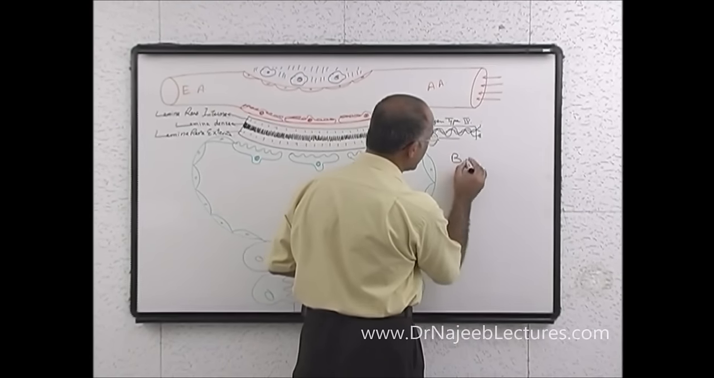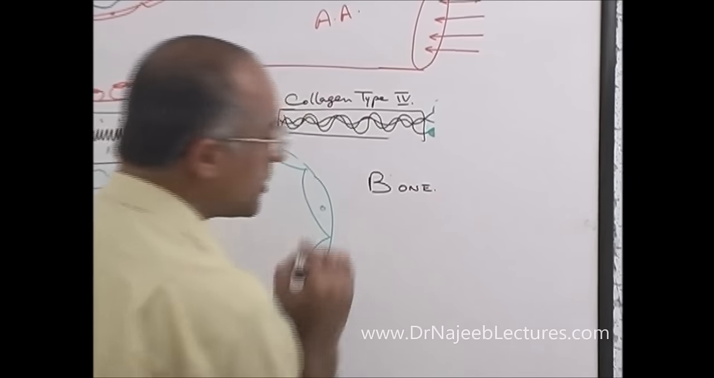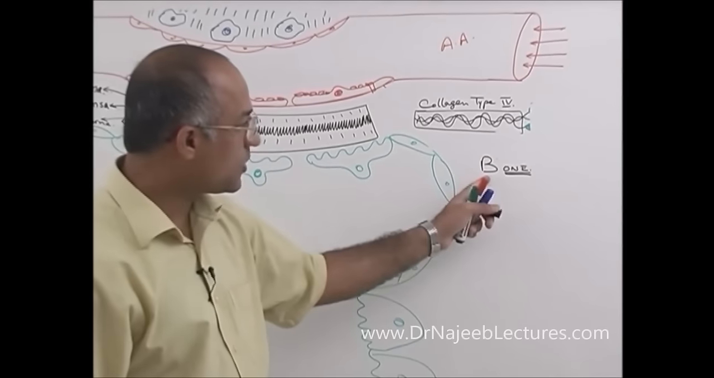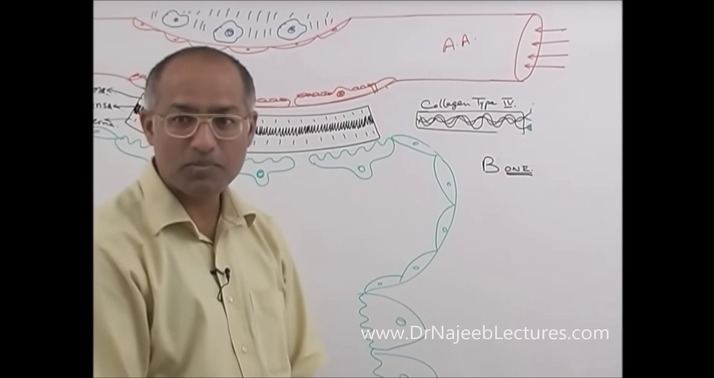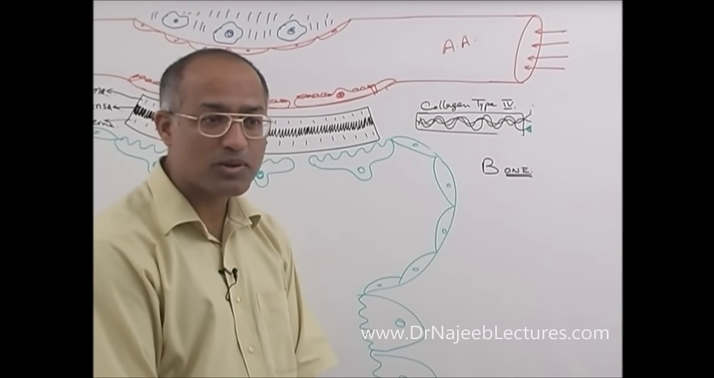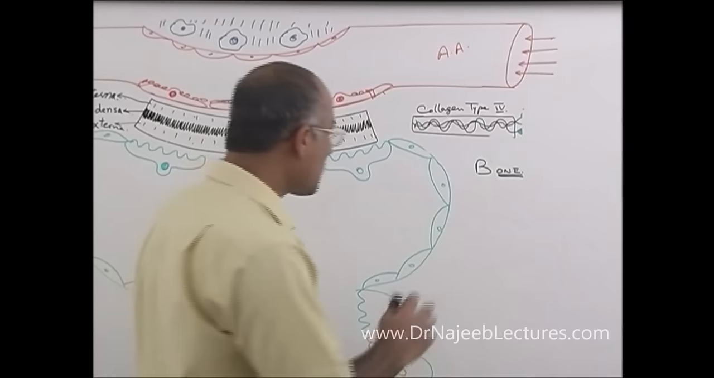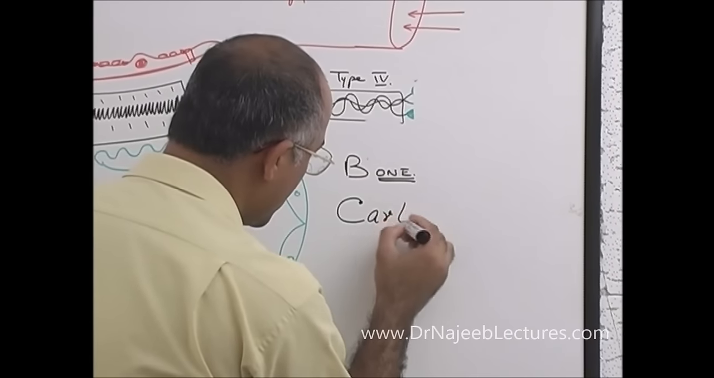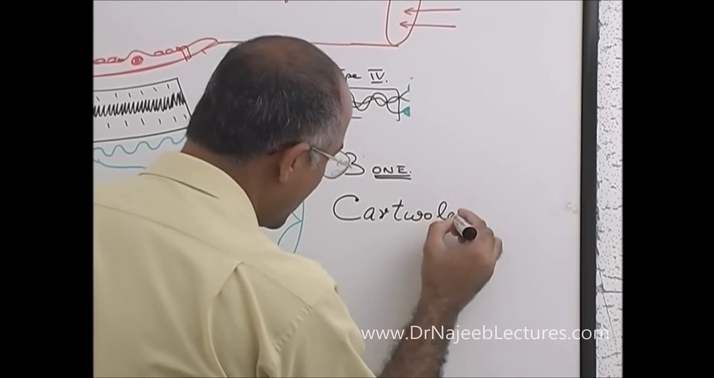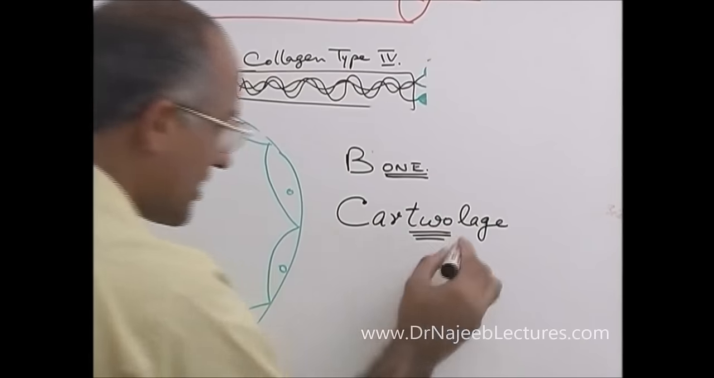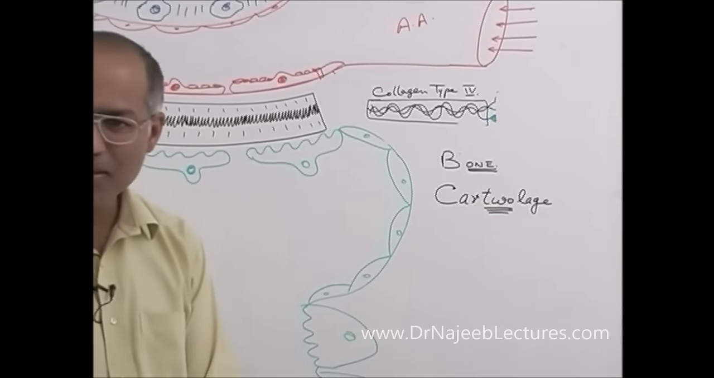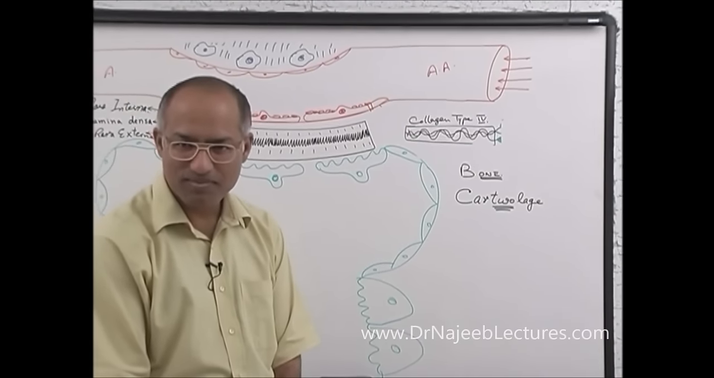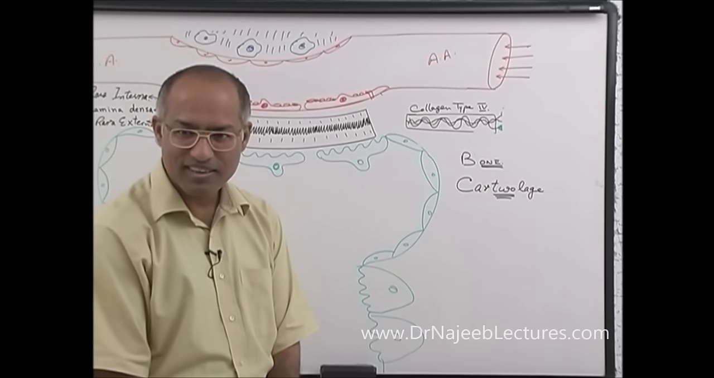Okay, tell me what I have written here. Bone. So bone has type 1 collagen. It's so simple. In the spelling, it's written that bone has which collagen? Type 1 collagen. Okay, I'm going to write something here and you see what's wrong. Do you think these are the right spellings of cartilage? What I have written, cartilage, because cartilage has type 2 collagen. Is that right? Cartilage has type 2 collagen.